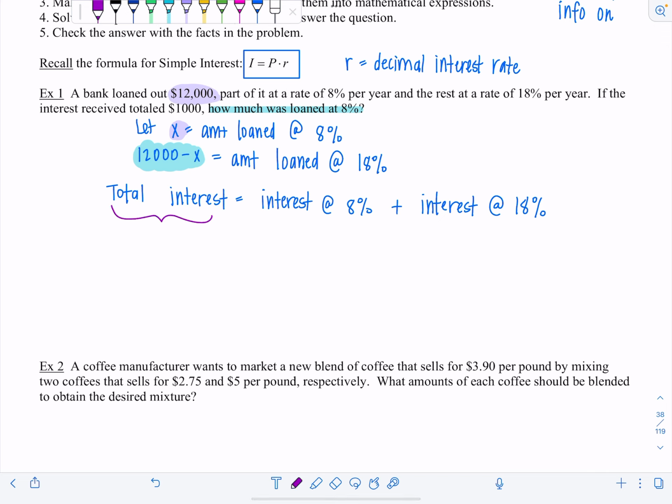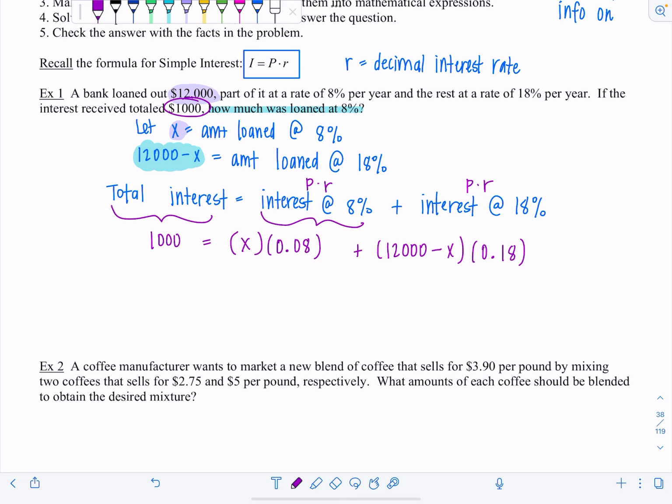Okay, so the total interest, they told me that was $1,000. That's going to equal the interest at 8%. So at 8%, I'm doing P times R. The principal at 8% is x, and the interest rate R is 0.08. Plus, now the interest for the amount loaned at 18% is going to be the principal, which is 12,000 minus x, times, changing that interest to a decimal, the interest rate 0.18.